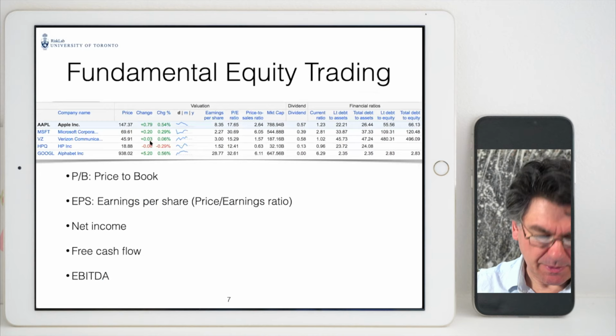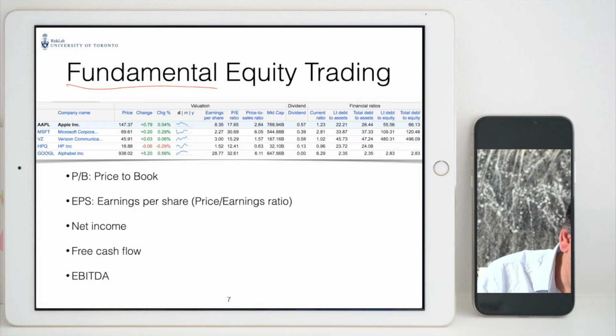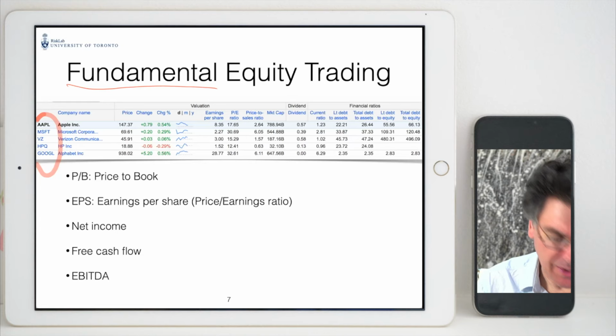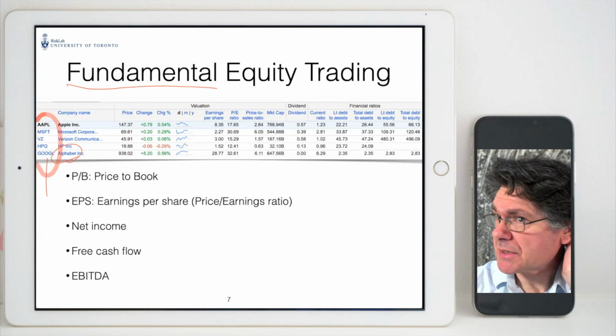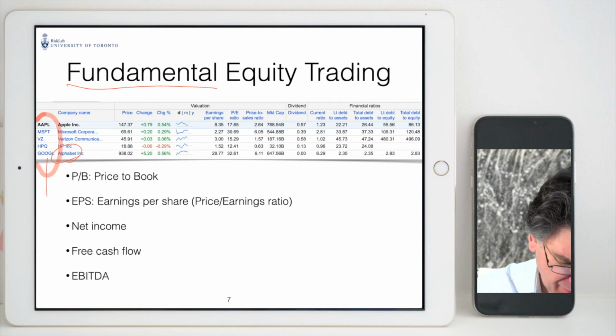These are the fundamentals. What I have here is some companies: this is Apple, Microsoft, Verizon, HP, Hewlett Packard, Google, which is, actually, the name of the company is now Alphabet. And these are some of the metrics that you use to determine if a company is good or bad. Okay? Earnings per share. Can I ask you if you already know what these terms mean? These are accounting terms.